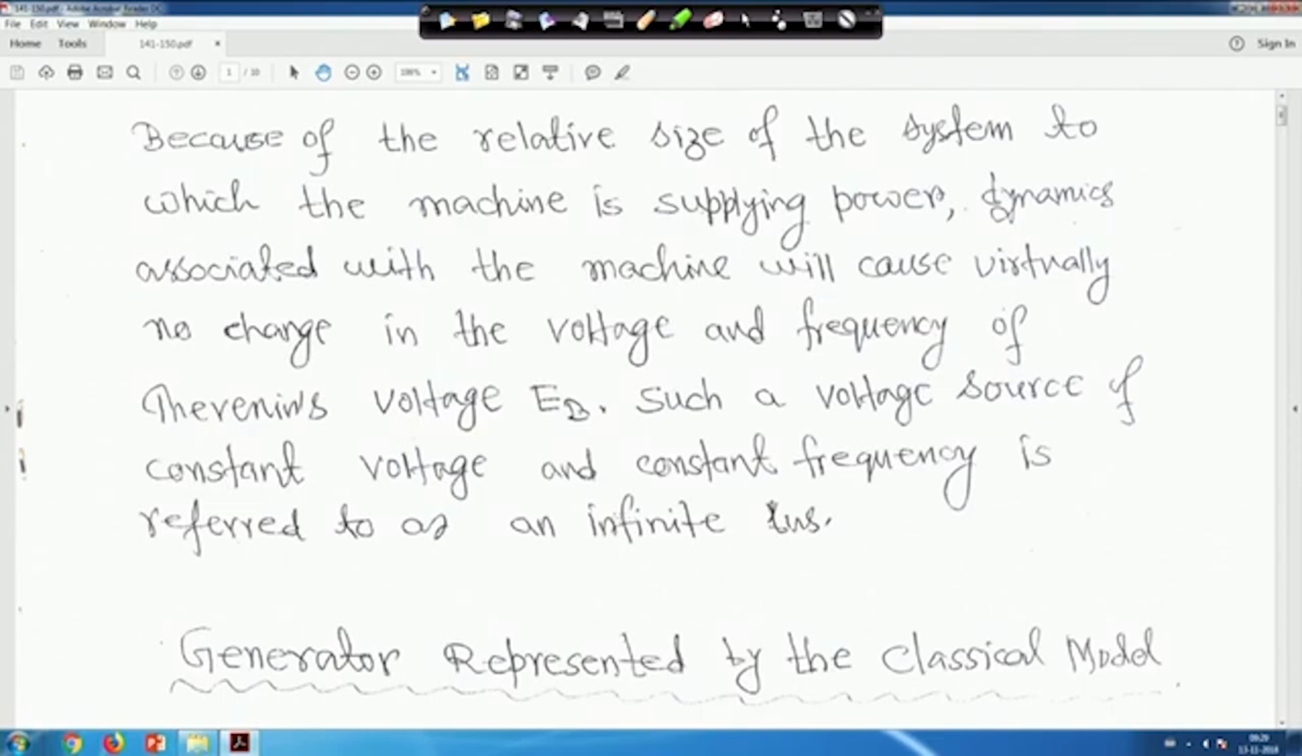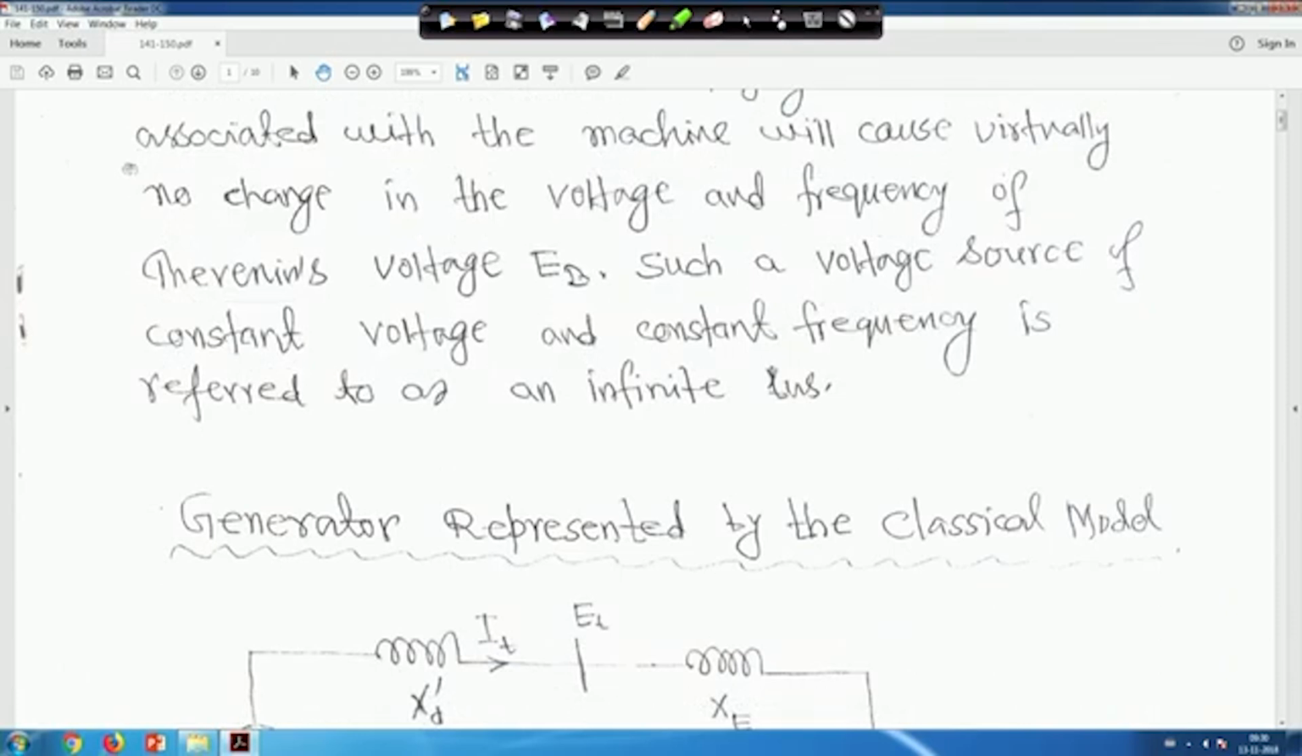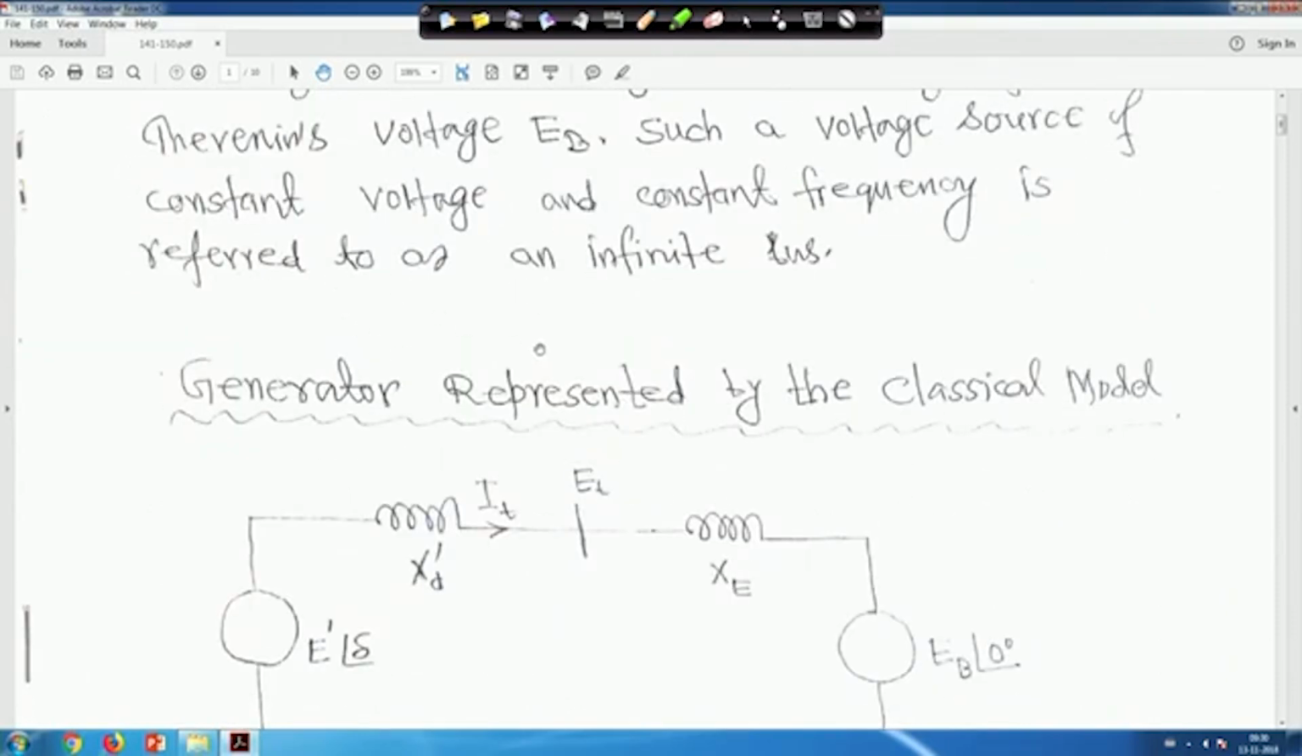You have a generator connected through the transmission line with a very large power system. In that case, the dynamics associated with the machine, that is the sending end generator, do not cause any change to the voltage and frequency of the large system. That is why the Thevenin voltage E B is called the infinite bus voltage, and the frequency will remain constant. Both remain constant, and that bus is referred to as the infinite bus. Now the generator is represented by the classical model.